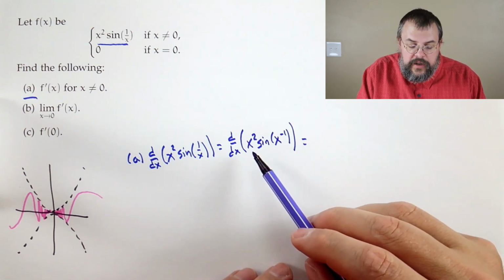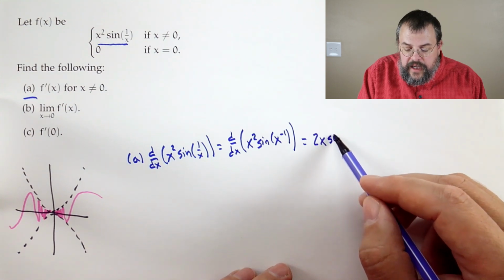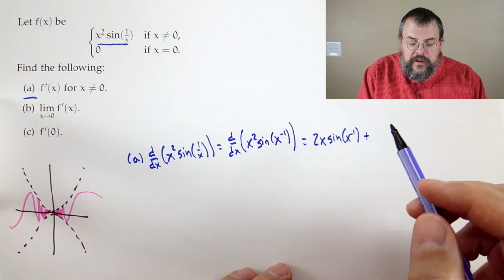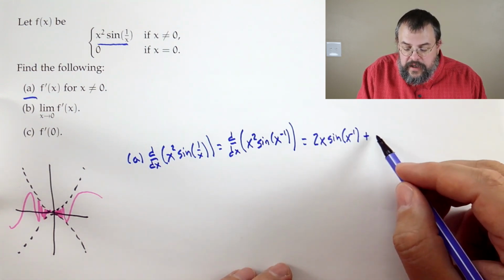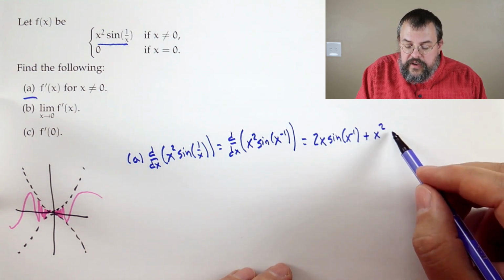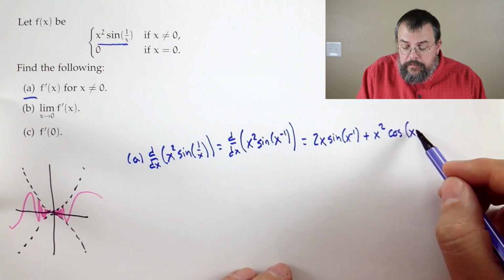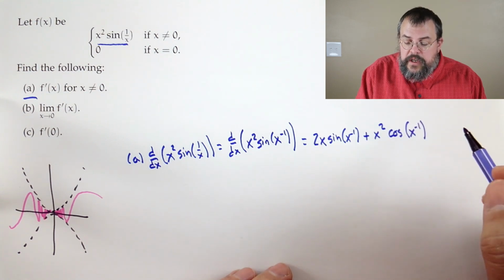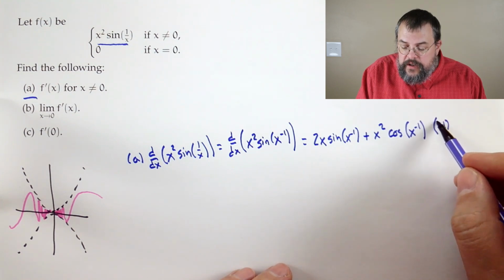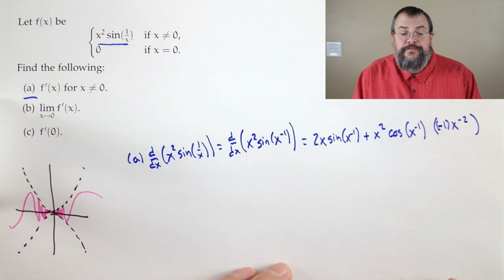So, let's do our rules. Product rule. We're going to take the derivative of the first, so that's 2x times the second, sine of x to the minus 1, plus, now I'll take the first, x squared, times the derivative of the second. So, derivative of sine, cosine, inside stays the same. x to the minus 1 times the derivative of the inside, minus 1 comes down, x to the 1 smaller power, x to the minus 2.